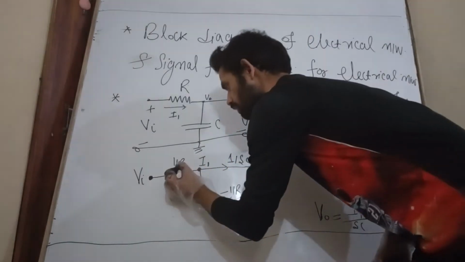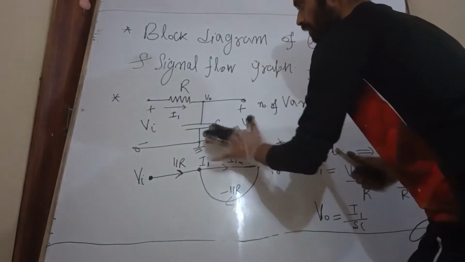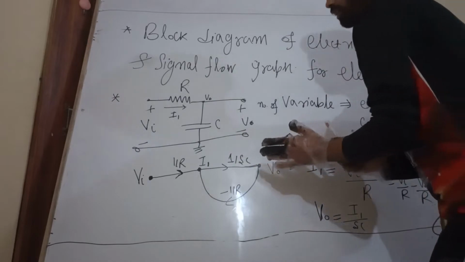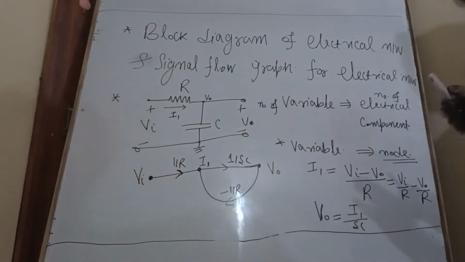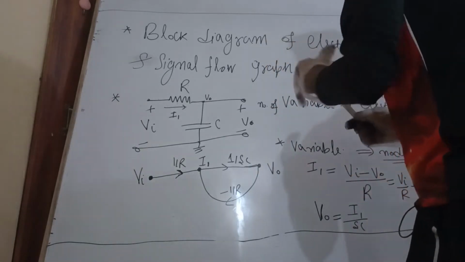Okay, so this is the way to represent this electrical network through a signal flow graph. Okay. Now this is the way.